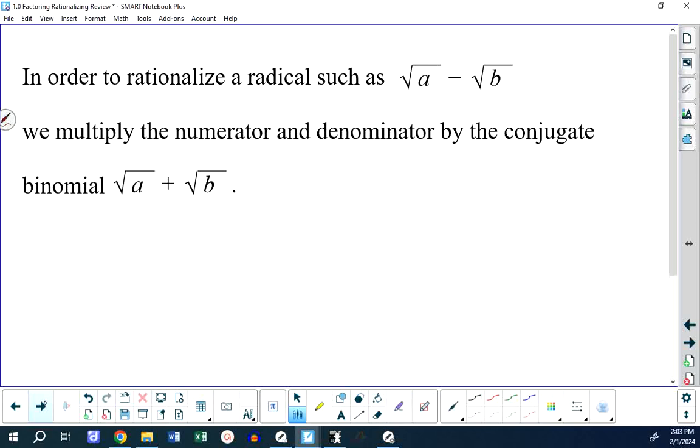Don't confuse this with negatives. It is a difference of squares, so I misspoke. Don't confuse this with a minus b and b minus a. Those are negatives of each other. So why does this work?